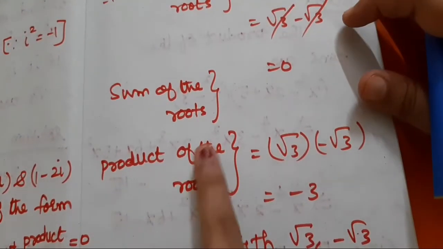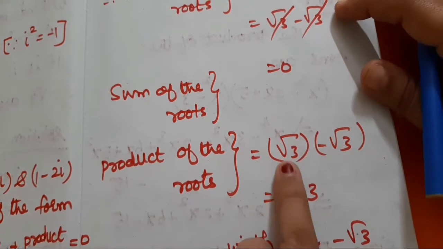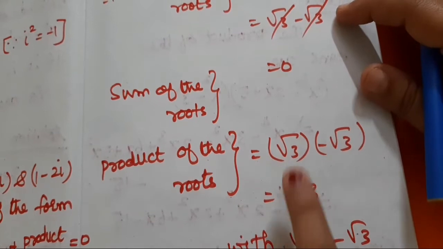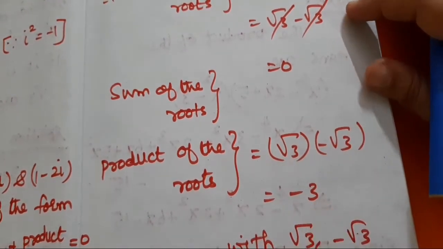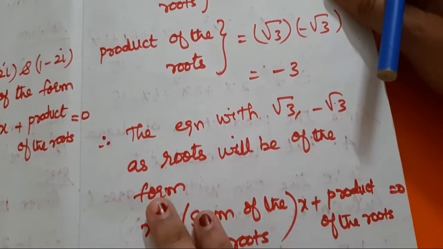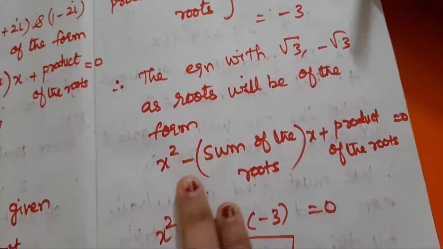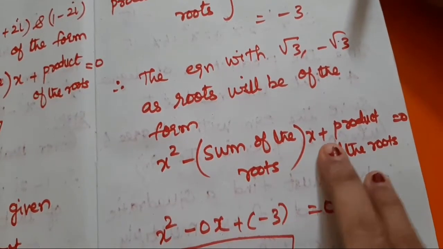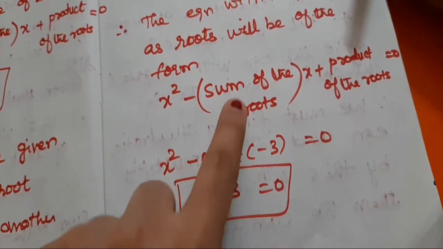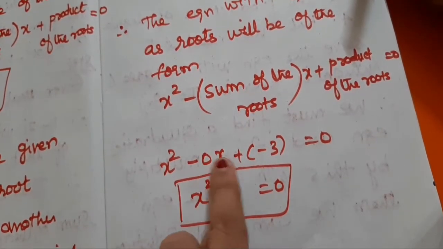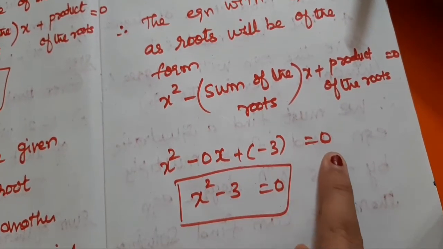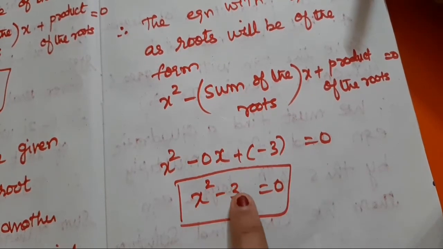Now, you find out the product of the roots. Product of the roots means root 3 into minus root 3. Plus into minus is minus, root 3 into root 3 is 3. Therefore, the equation with root 3 comma minus root 3 as roots will be of the form x square minus sum of the roots into x plus product of the roots is equal to 0. That is x square minus 0x plus product of the roots, which is minus 3, equal to 0. So, x square minus 3 is equal to 0.